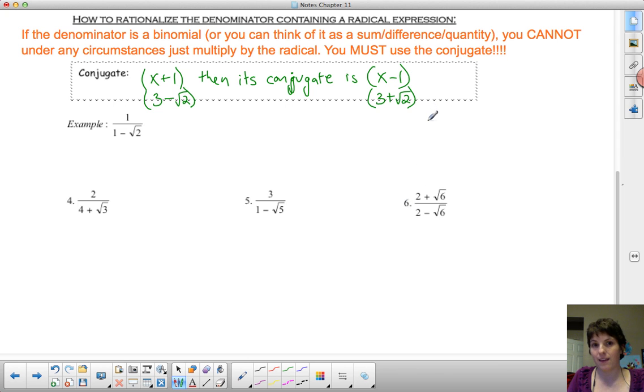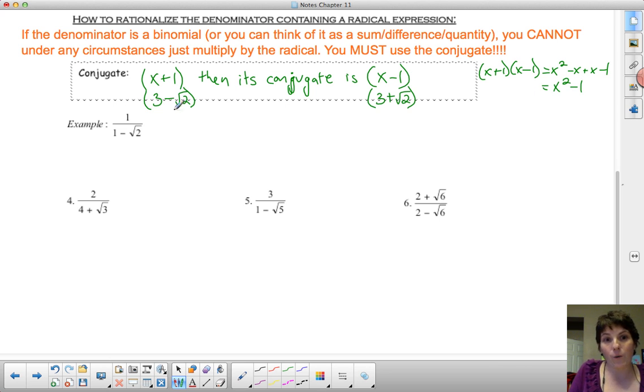Whenever I multiply these, what happens? Let's do the first one. What happens if you do x plus 1 times x minus 1? X squared minus x plus x minus 1. And then when I combine like terms, I ended up with x squared minus 1. It happens every time. Remember factoring difference of perfect squares? This is why we did it.